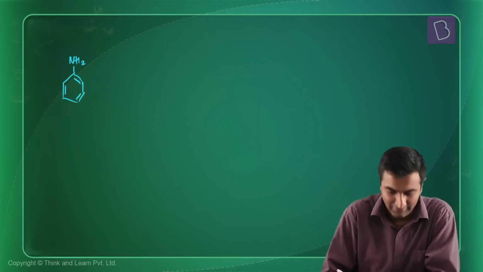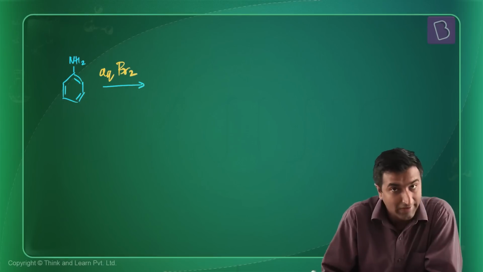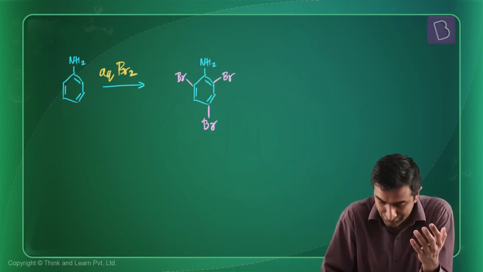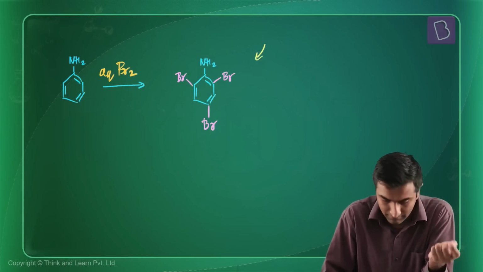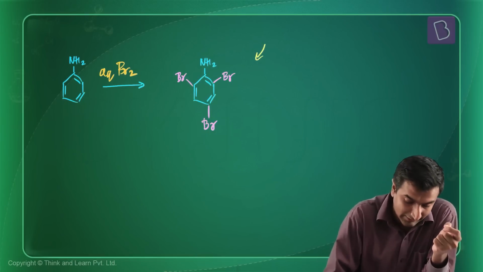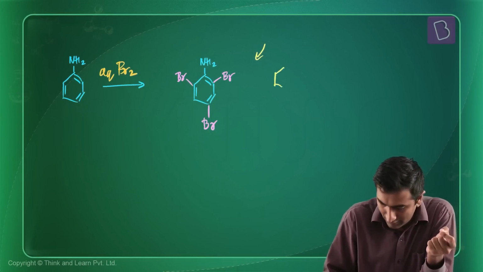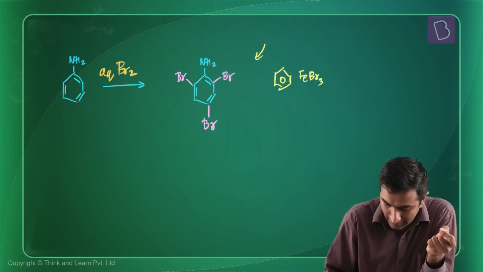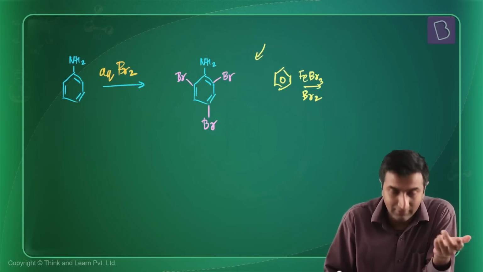So aniline reacts with aqueous bromine. What you get is a tribrominated product, which I've shown to you over here. Usually, benzene is not very reactive with bromine. If you have benzene, to make it react with bromine, you react it with FeBr3 and Br2, not just Br2. You need a catalyst basically. But in this case, we didn't just add bromine.